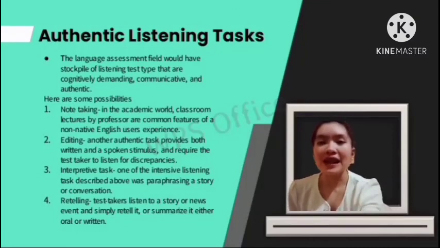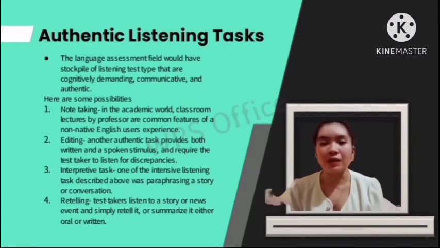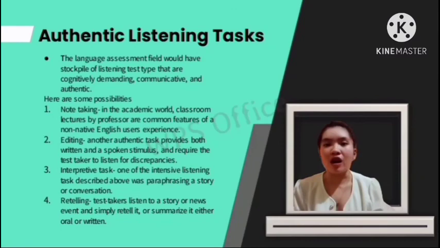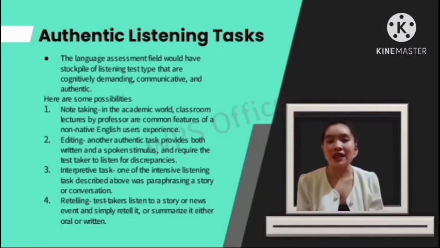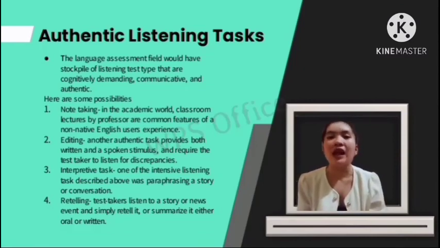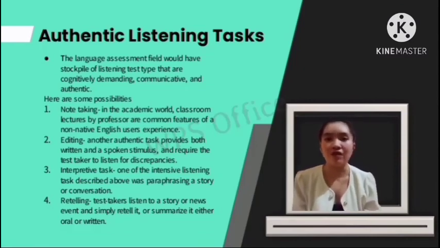So, in authentic listening tests, the language assessment field would have a stockpile of listening test types that are cognitively demanding, communicative, and authentic. Here are some possibilities. Number 1, note-taking. In the academic world, classroom lectures by a professor are common features of non-native English users' experience. Number 2, editing. Another authentic test provides both a written and a spoken stimulus and requires the test taker to listen for discrepancies.